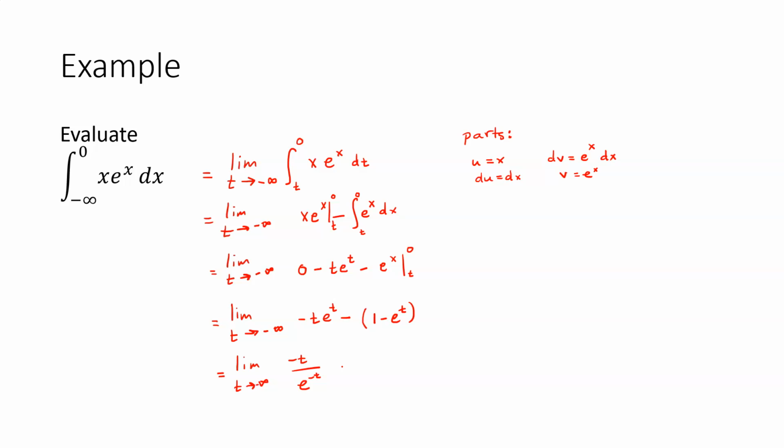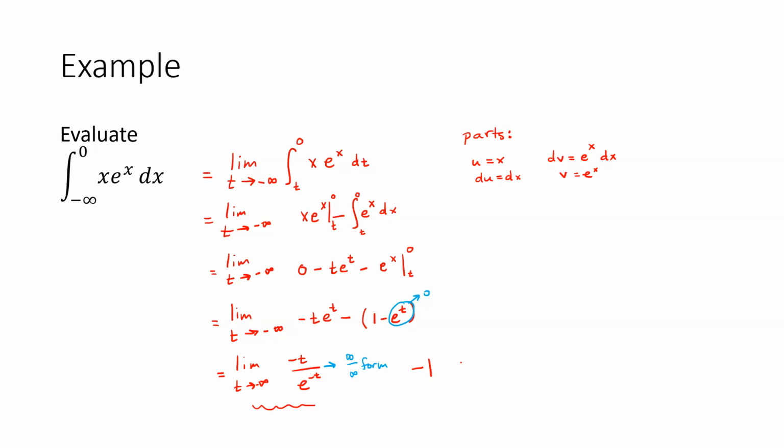Here, let's make sure it's negative. But as t goes to -infinity, this piece here will go to 0, right? And now we see that what we're left with here is in the infinity over infinity form. Oh, and I should not forget there's also -1 here. So whatever we get for this limit, we'll subtract 1.